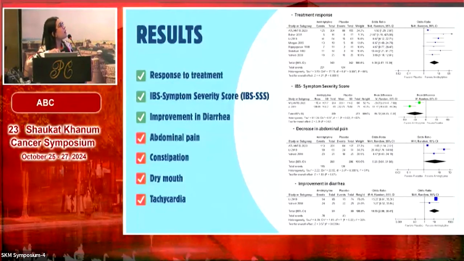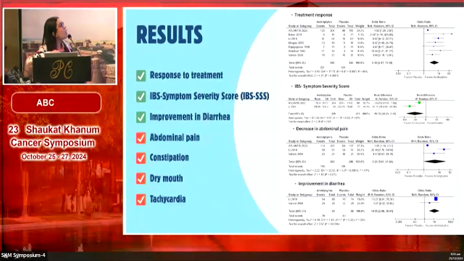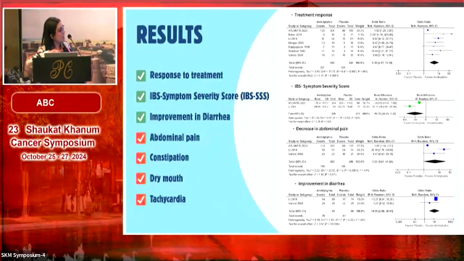The problem with the response to treatment outcome is that it is a bit subjective, but a lot of studies reported it. IBS symptom severity score is a much better and objective criterion to assess the improvement in IBS. And similarly, there was a decrease of abdominal pain and improvement in diarrhea. Abdominal pain was not statistically significant, as you can see that the p-value is 0.07. For IBS SSS, it was 0.02. And for the improvement in diarrhea, it is 0.004.